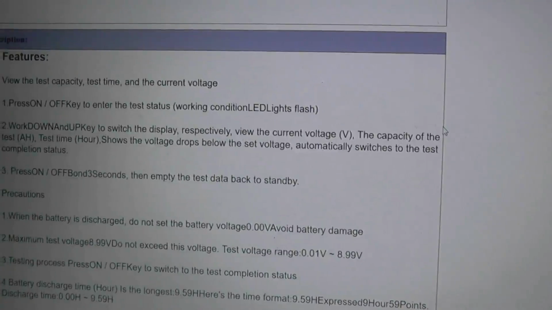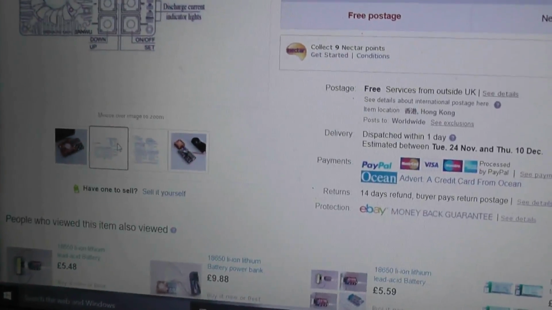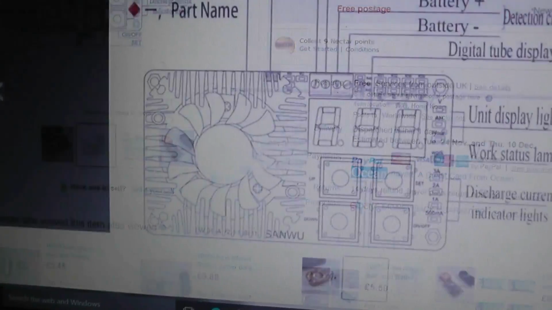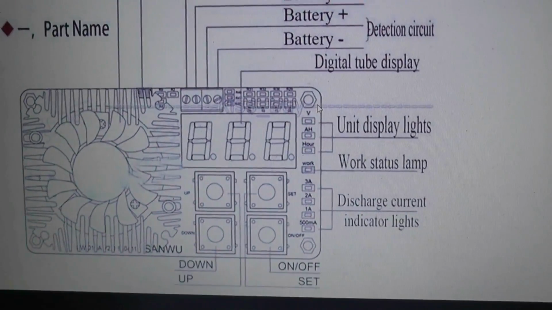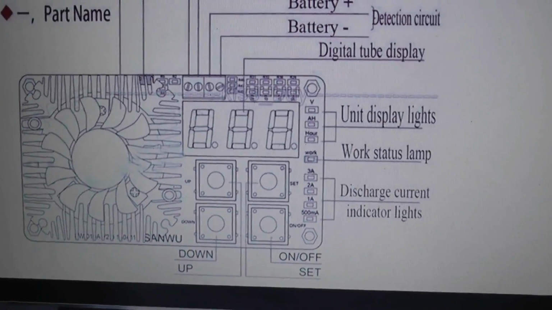Let's have a look at the listing. It has quite a good description on how to set it up and run it, which I'm going to run through in a minute. What I was quite interested in is you don't normally get instructions with things you buy from China, so the fact that it had quite a substantial set of instructions with it. Two pages like this.